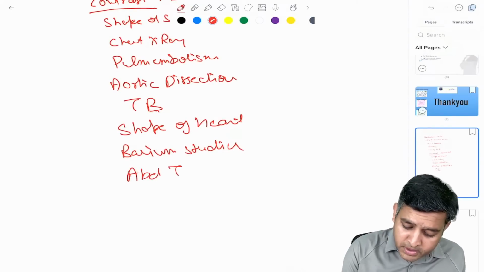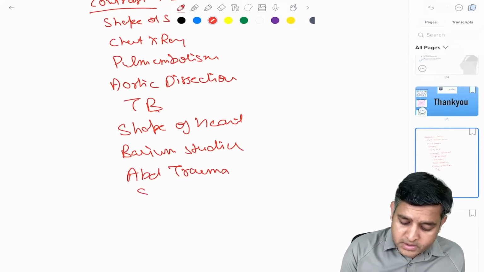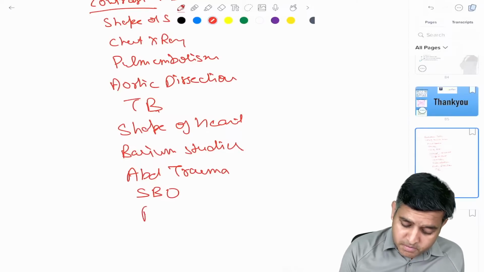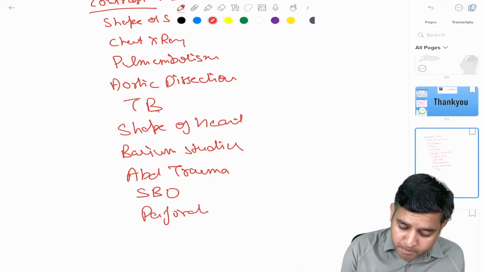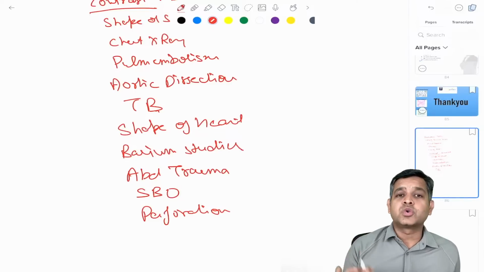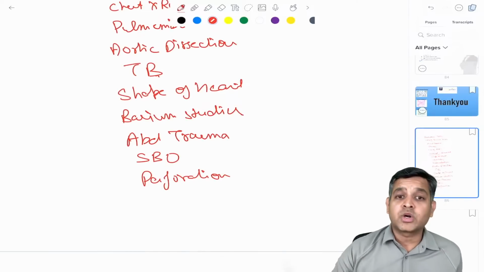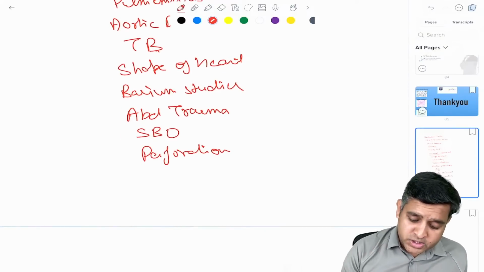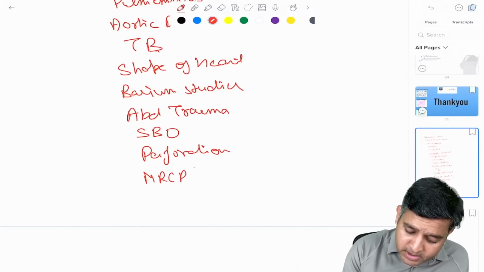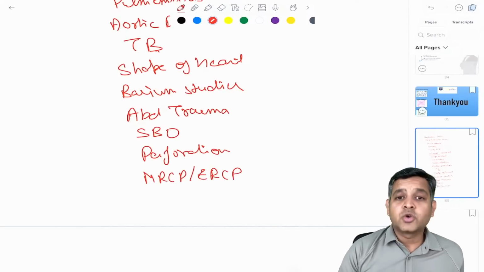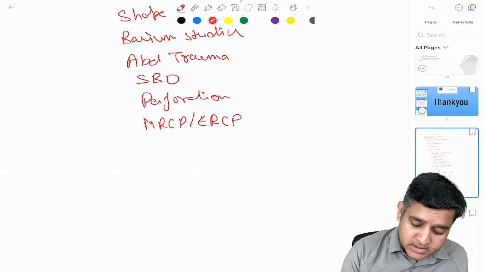Then abdominal trauma, small bowel obstruction, perforation. These are the topics that you have to know without doubt. Abdominal trauma, small bowel obstruction, perforation, MRCP, ERCP. You have to know MRCP, ERCP.